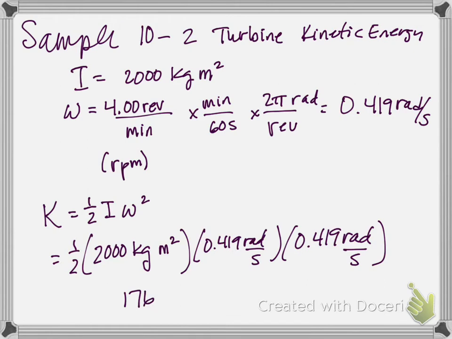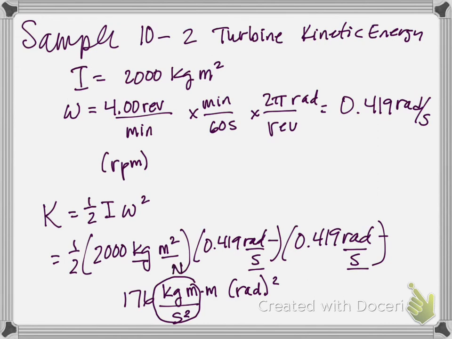So what kind of units do we have here? We have kilogram meters squared per second squared times radians squared. So kilogram, I'm going to write meters twice, and you'll see why in a moment. I'm going to put my second squared here, and I'm going to put my radians squared here. Now, what I want you to realize is that this here, a kilogram meter per second squared, is a Newton, and a Newton meter is a joule. Okay, then what about this?